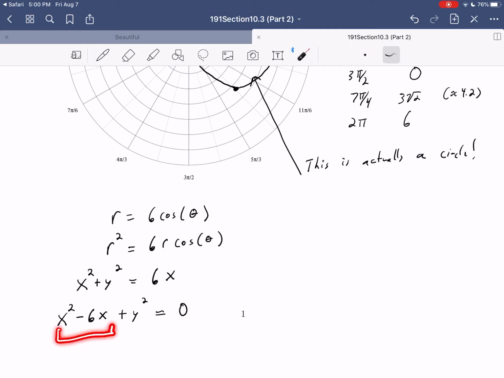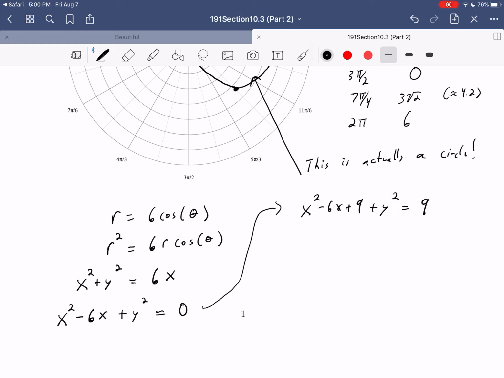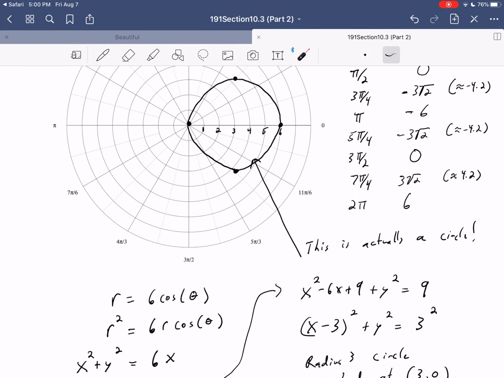We could do a little completing the square, and we could add 9 on both sides. So if we did that, x squared minus 6x plus 9 plus y squared equals 9. And that's x minus 3 squared plus y squared equals 3 squared. So this is a radius 3 circle centered at 3, 0. So let's see if that bears out with my diagram there.